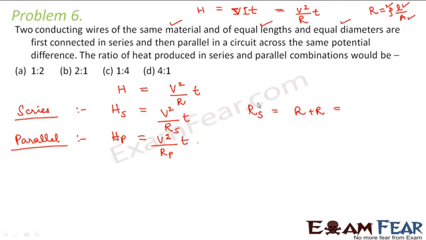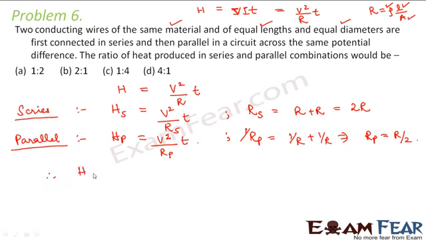So equivalent resistance in series combination will be equal to 2R. Equivalent resistance in parallel combination will become 1 by R plus 1 by R. This implies Rp will become R by 2.